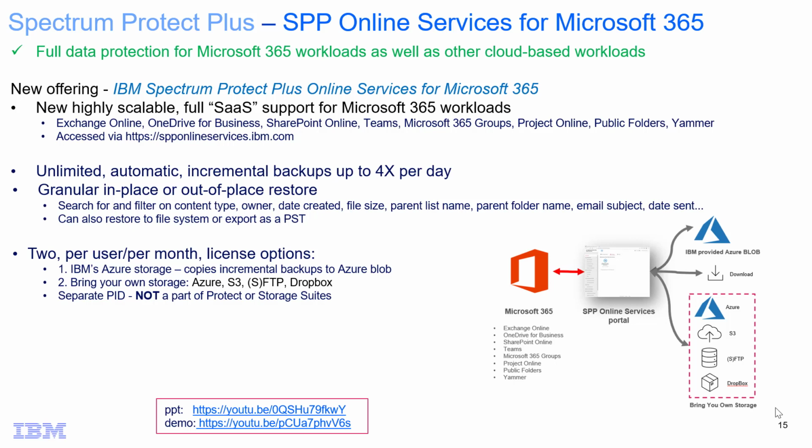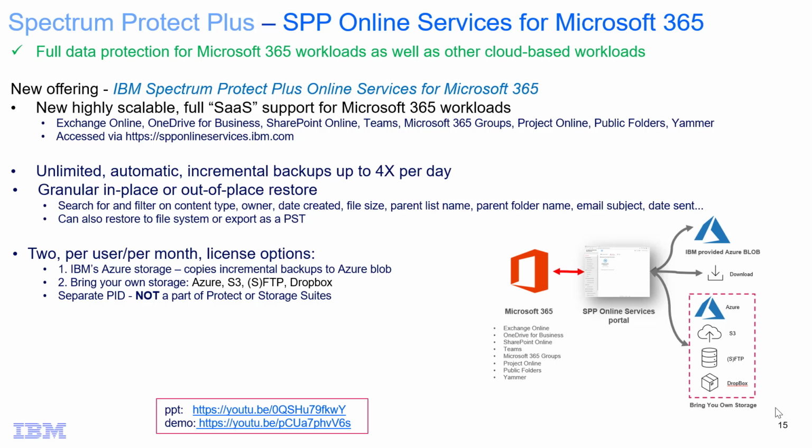Now, it can be accessed via https://spponlineservices.ibm.com. And what it provides is unlimited, automatic, incremental backups up to 4 times per day. On the flip side, you've got granular in-place or out-of-place restores. And the restore mechanism allows you to filter on content type, owner, date created, file size, parent list name, parent folder name, email subject, date sent, and so forth. Now you can also restore to file systems or export as a PST.